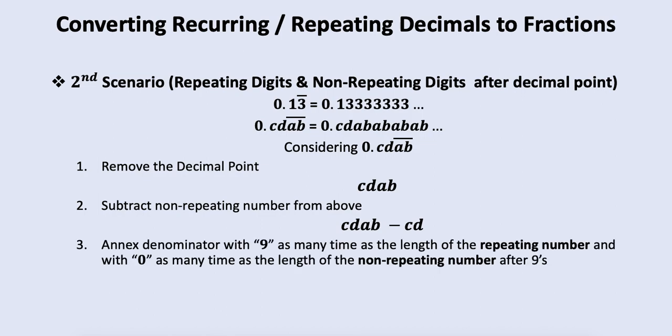The third step and the main step is divide this by 9 as many times as the length of the repeating number. So length is 2, divide this by 99. The non-repeating length is also 2, so divide this by 1 followed by 2 zeros, after the 9. So this will become CDAB minus CD divided by 99 for the repeating number and 10 squared, that is 2 zeros, based on the non-repeating number. So this will be CDAB minus CD divided by 9900.